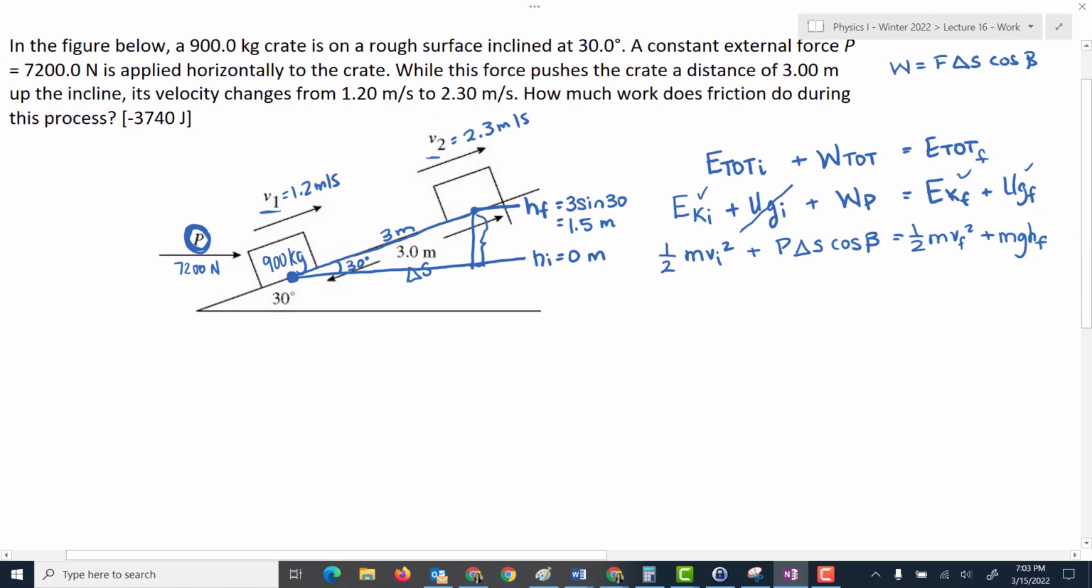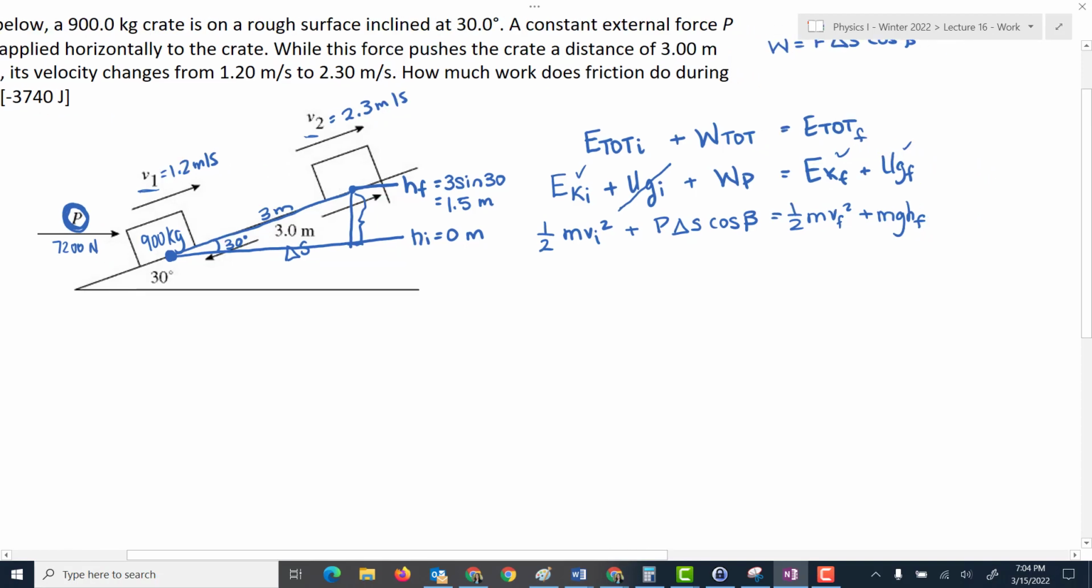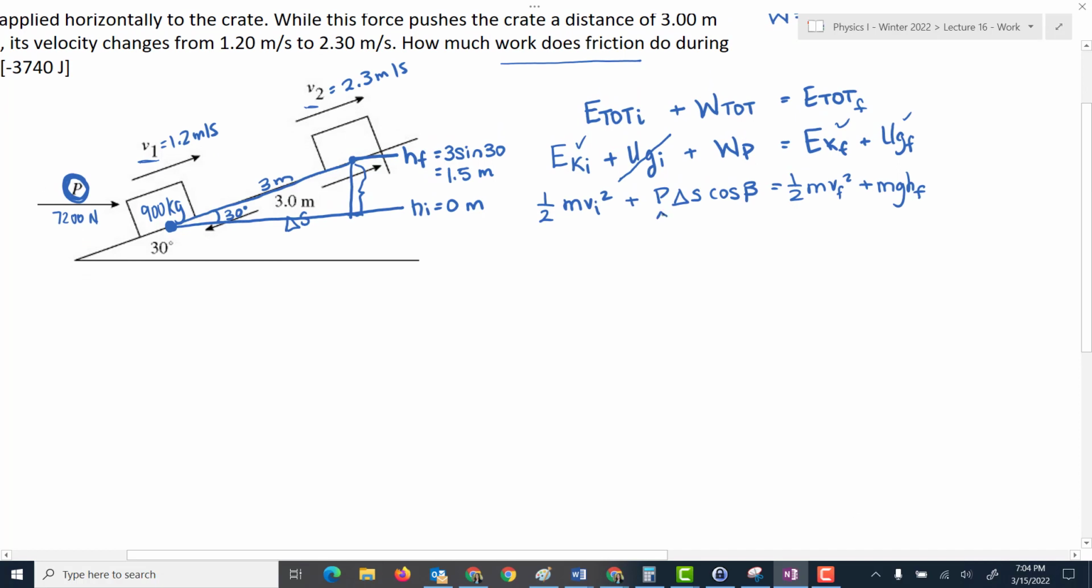Okay, so what is it that we're looking for? How much work does friction do during this process? So we're looking for the work done by friction. In fact, we don't really need to know what this value is or this value or this value. It wants the work done by friction, not the work done by P. So that means there's another work term in this equation that we missed.